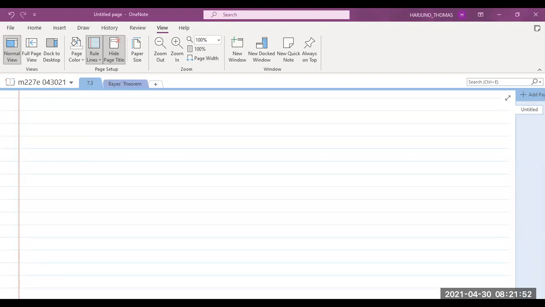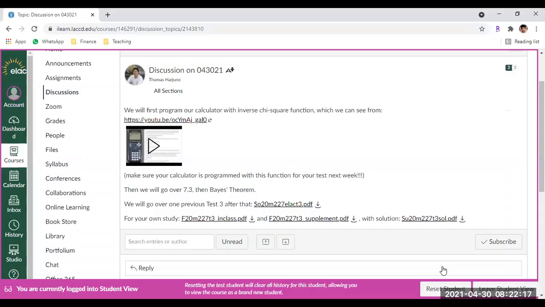Now, first we will program our calculator with the inverse chi-squared function. If you have not done so, please do so right now by going to this link. Hold on, I'm sorry, I'm not sharing my screen correctly. I'm here.